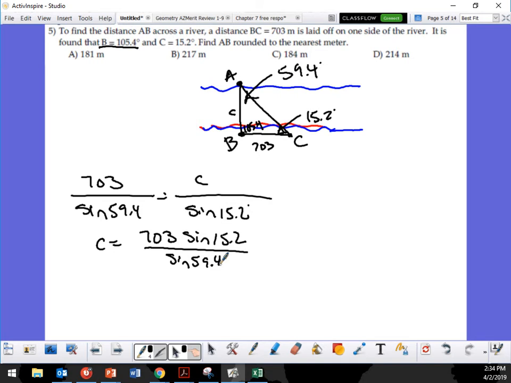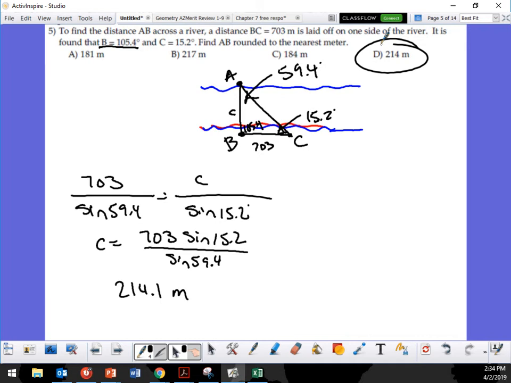214. What do we get? 214.1. 214.1, right? And what are my units? Meters, right? Okay, so my answer comes out to be 214.1 meters.